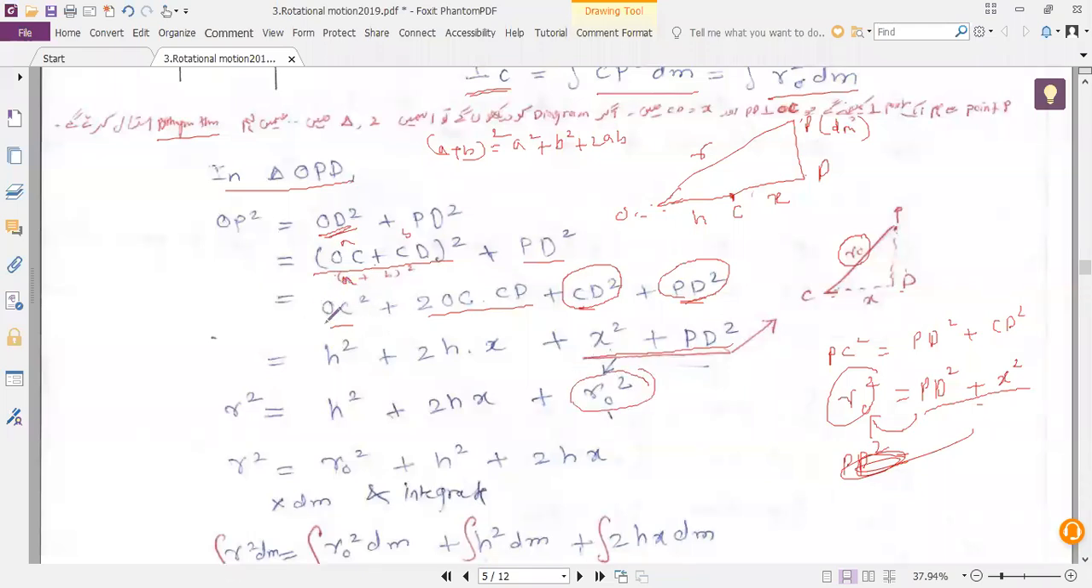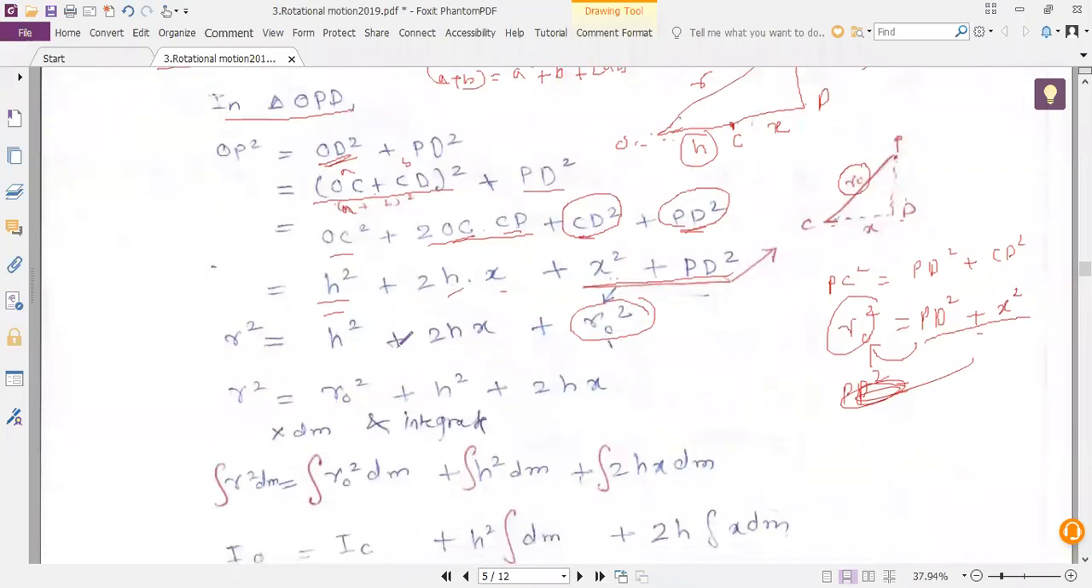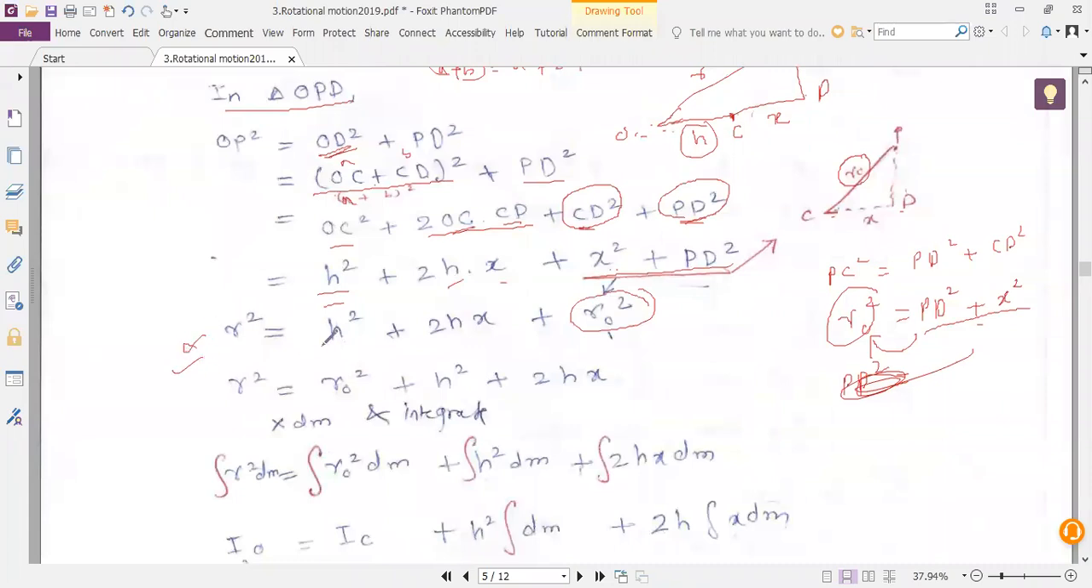Similarly, what is the value of OC? OC we are representing by the symbol H, so H square. 2OC, OC represented by H and CD is represented by X. CD is X square and PD we don't know, so we are replacing the whole part. We are very near to our equation.